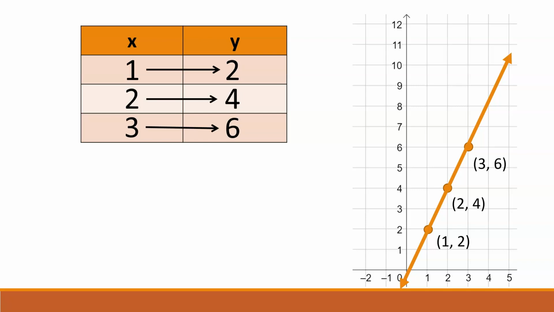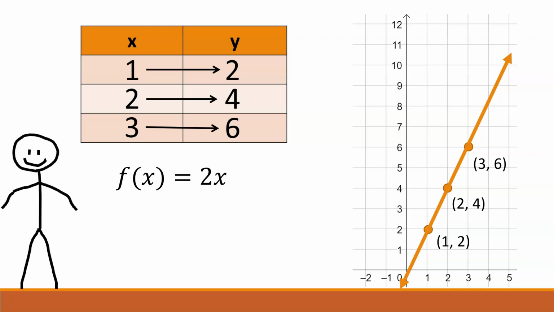Can you see that what we're doing is taking every input and doubling it to get the corresponding output? So our equation is that y, the output, is 2 times x, meaning 2 times the input. And to write that using function notation, we would say f of x equals 2x. Make sense so far? Okay, let's try another one.